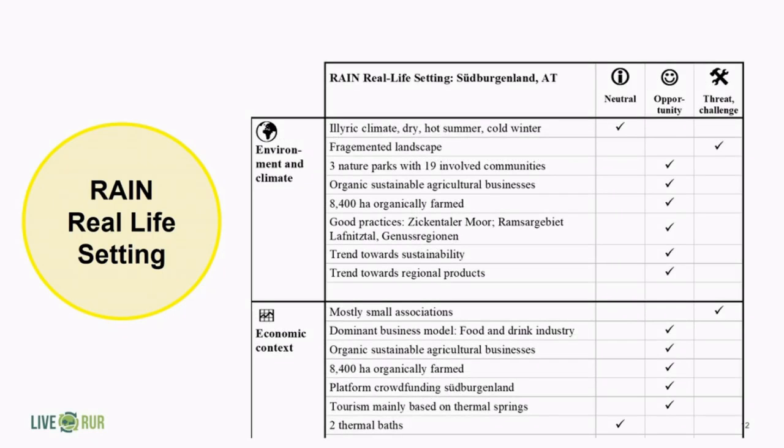Here you have a part of a table elaborated for one LiveRur pilot region as an example. A real-life setting has been elaborated for each of the LiveRur pilot regions. It may be refined if more project-specific aspects come up. When working in another region, one of the first tasks is to get a clear idea of the real-life setting.